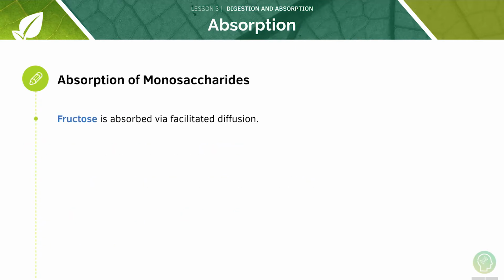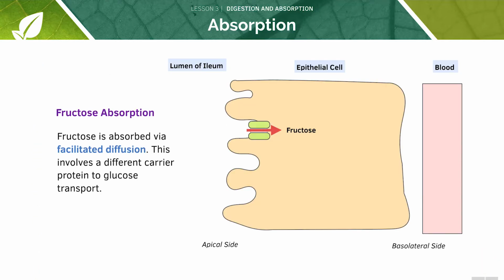Now let's look at the absorption of monosaccharides. Fructose is absorbed via facilitated diffusion. This involves a different carrier protein to glucose transport. Here's a diagram of the facilitated diffusion.